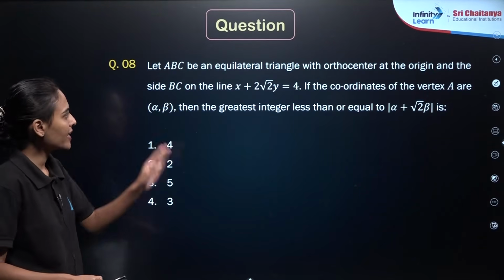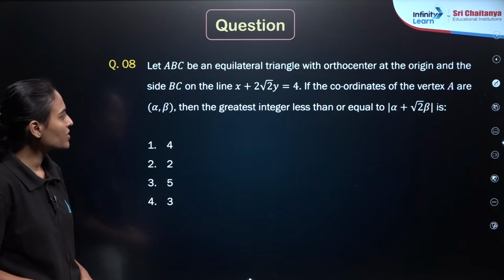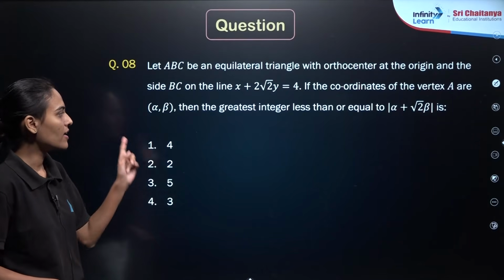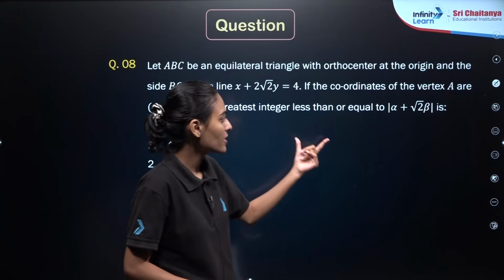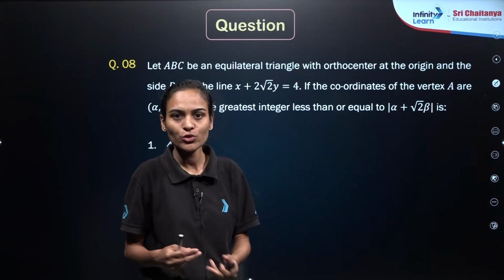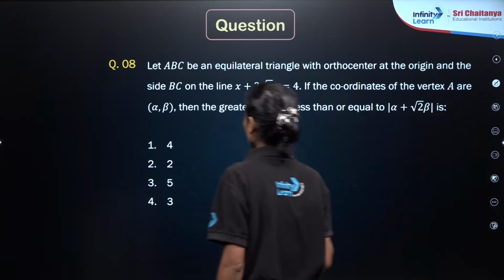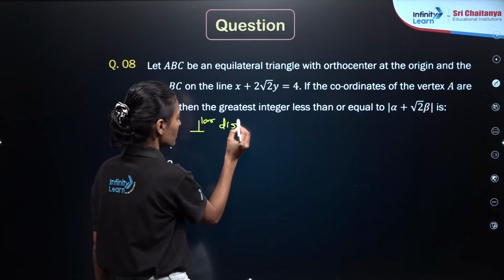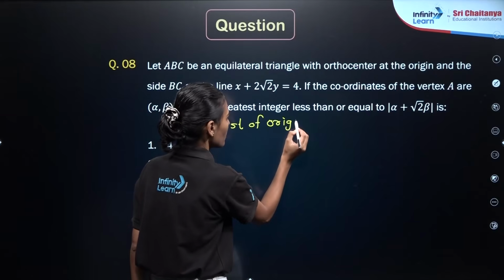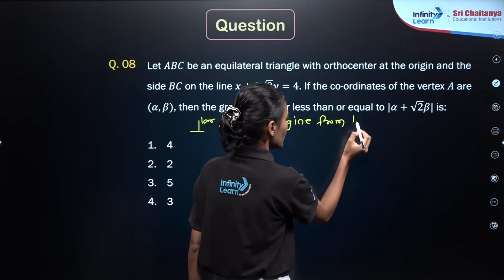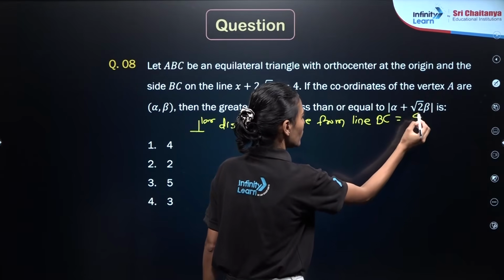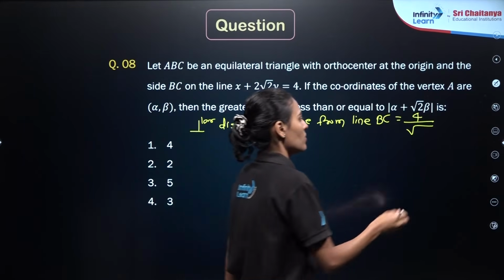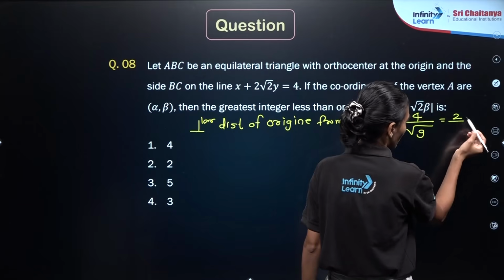In question number 8 you have: let ABC be an equilateral triangle with orthocenter at the origin and side BC on the line x plus 2 root 2 y equals 4. If the coordinates of the vertex A are alpha comma beta, then you need to find the greatest integer less than or equal to alpha plus root 2 times beta. So here, first we find the perpendicular distance of the origin from line BC. It will be equal to modulus of minus 4 upon under root of 1 square plus 2 root 2 square, meaning 9, which is nothing but 4 by 3.